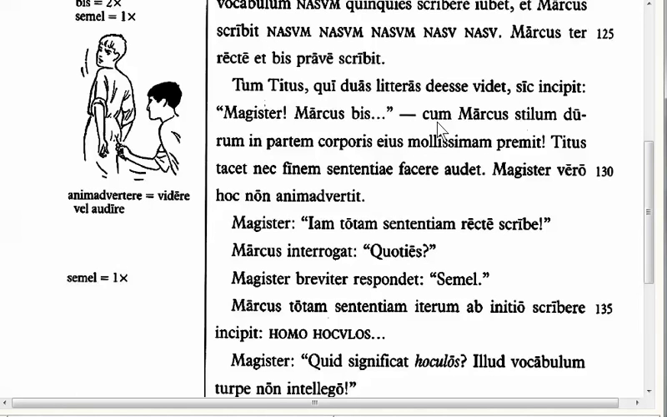This cum here, its syntax is to show a sudden occurrence. When at that very moment, when suddenly, you might translate this cum, when suddenly Marcus presses his pencil, his hard pencil, into the softest part of Titus's body. So basically he pokes him in the butt with his pencil to shut him up because he was about to rat out Marcus for being lazy.